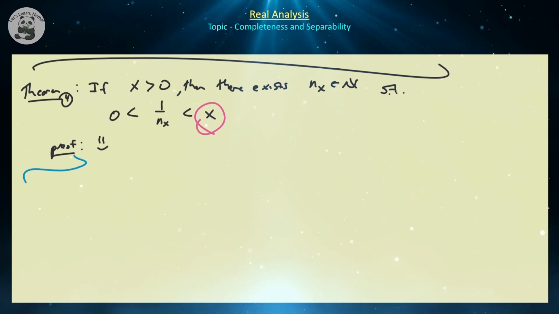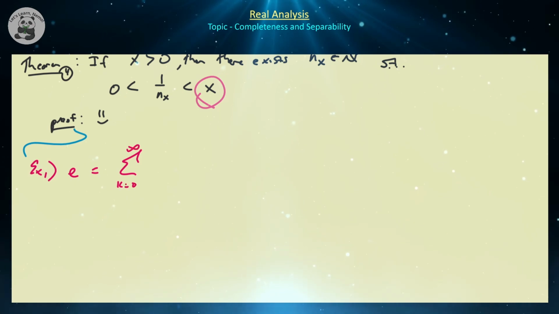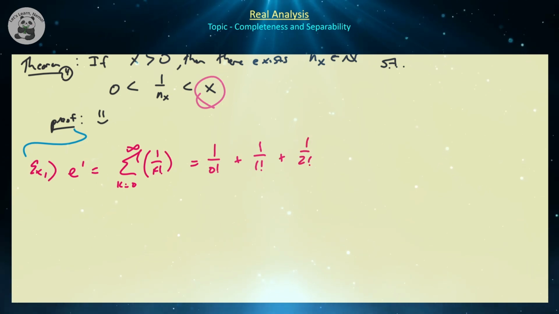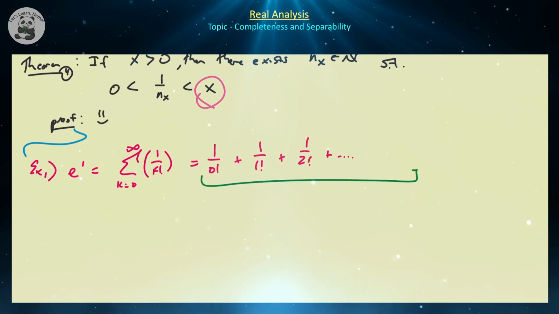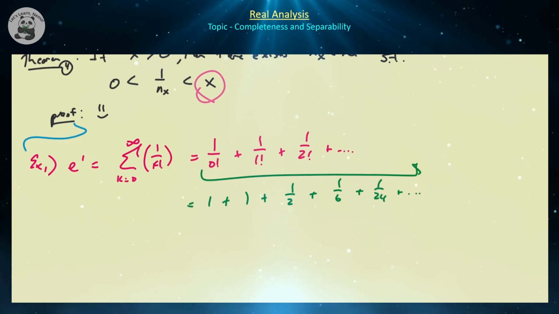So let's do a little quick exercise because this is actually pretty interesting. Let's do a couple. Let's recall e, which remember is the sum from k equals 0 to infinity of 1 divided by k factorial. So that's e to the power of 1 generated from this power series, which is 1 over 0 factorial plus 1 over 1 factorial plus 1 over 2 factorial and so on. And all of these terms are obviously positive. So this is going to be equal to 1 plus 1 plus 1 half plus 1 sixth plus 1 over 24 and so on, right?